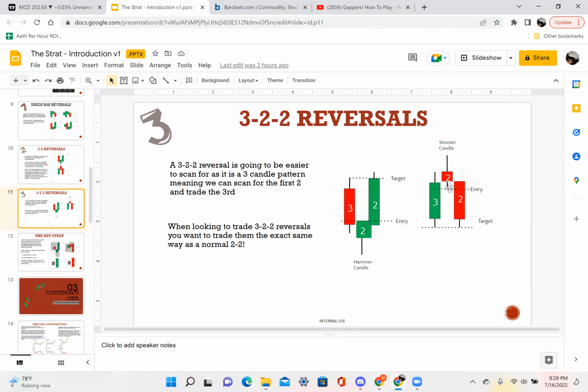Entry will be on that 2 on the bottom, right? Your target will be on the bottom, like the same thing I showed on this one, right? On the chart, you'll want to find some smaller targets around here, right? And your stop loss will be at the top.